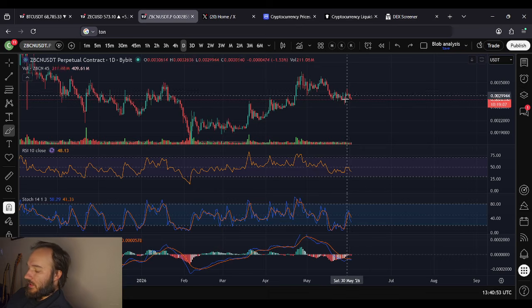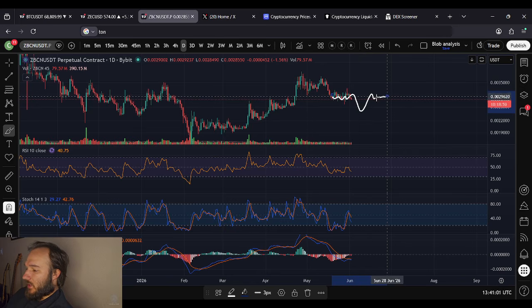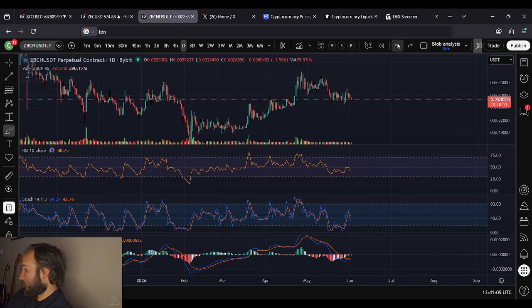I think it would be hilarious. I'm not trying to laugh. I do think it would be hilarious if we moved down, and then we came back up and consolidated like this. We had like an inverse head and shoulders pattern just to break through. I think it would be hilarious. But I digress. Maybe it'd only be funny to me.